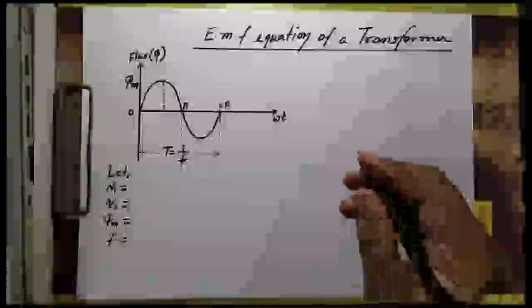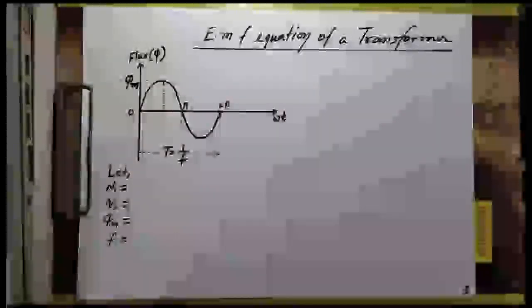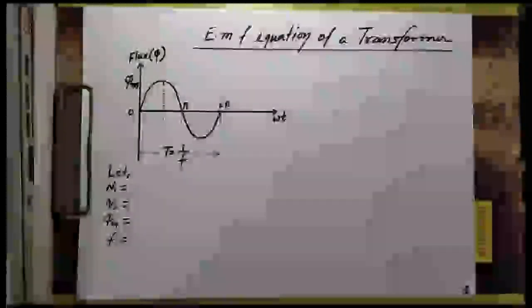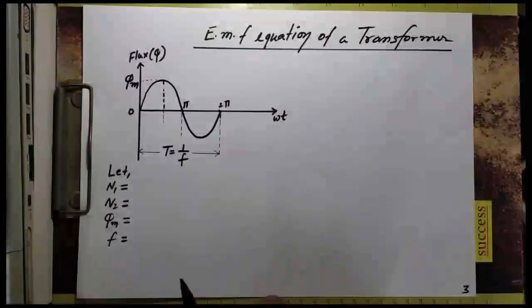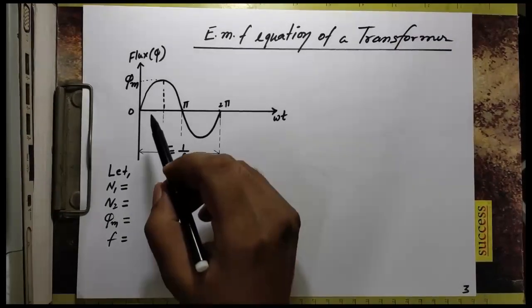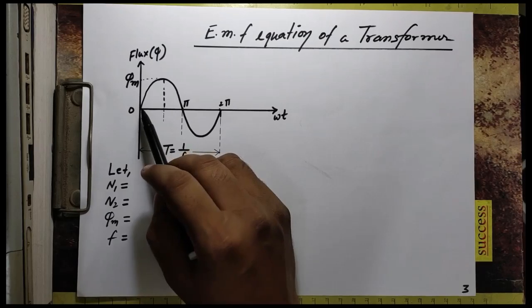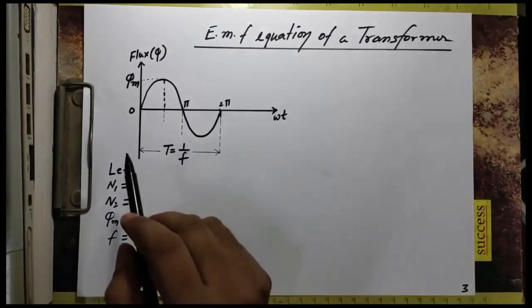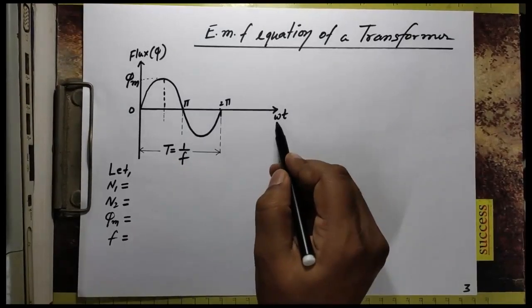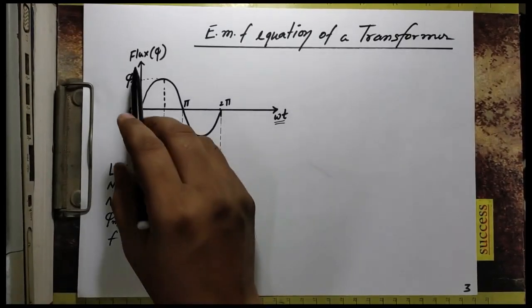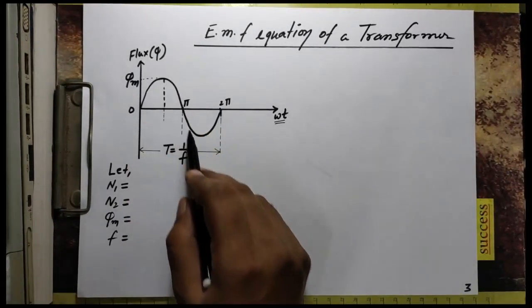Now, we will see how we can derive the EMF equation of a transformer. See, in the transformer we see that in the core the nature of the flux is alternating. So see here, I have drawn this alternating flux. This axis is showing the time axis and this is the flux axis. This is maximum flux. So this is one complete cycle.